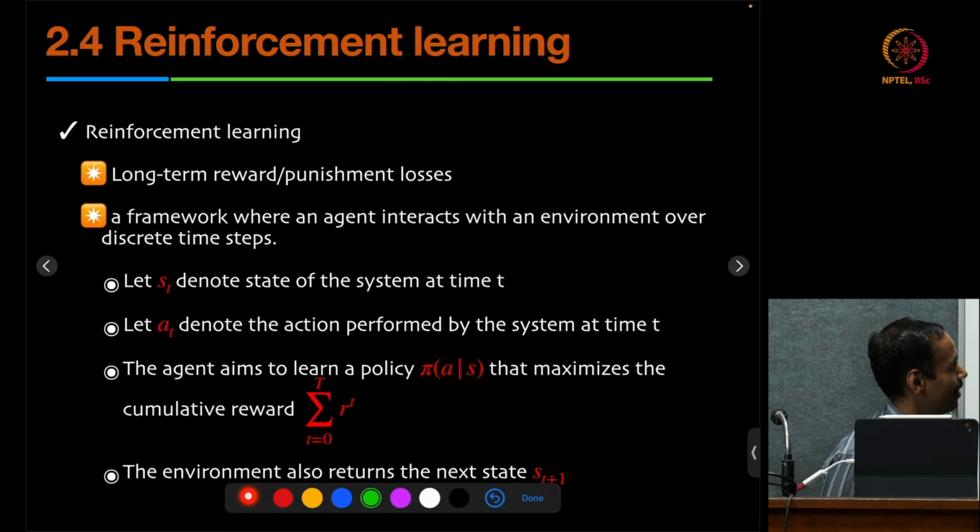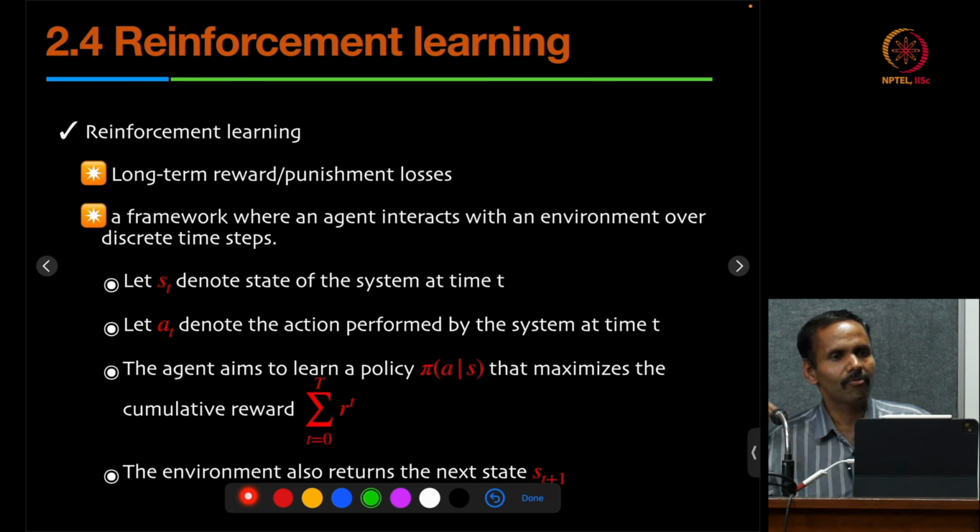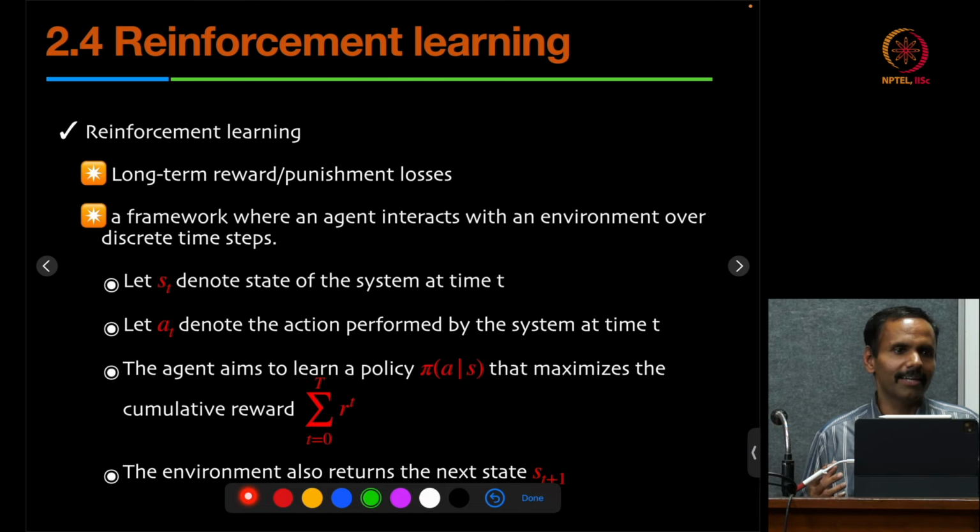If you ask for the RL mathematical framework, it has components like a state, right? A system at a time instant t is denoted by a variable state S_t. When the system is at state t, it performs an action. The output of the system is a sequence of action variables A, and the model is learned to optimize some sort of reward. So you have a sequence of actions performed, and the sequence of actions is optimized so that some reward, a cumulative reward as listed here, is maximized.